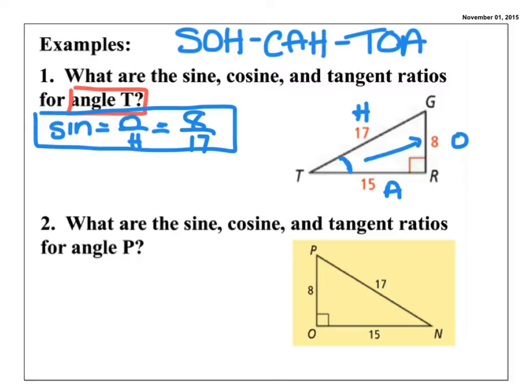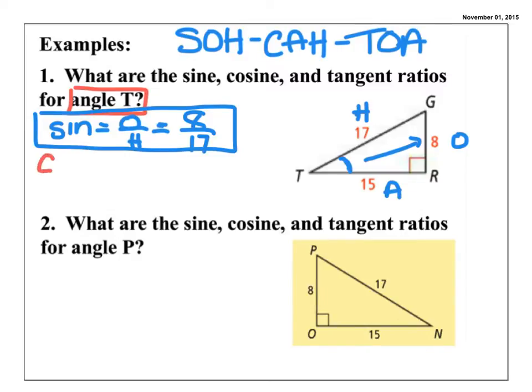Now, if you can simplify your fraction, you have to simplify your fraction. So 8 over 17 does not simplify. They do not have a common factor, so I cannot simplify 8 over 17, but if they did simplify, you would have to simplify those values.